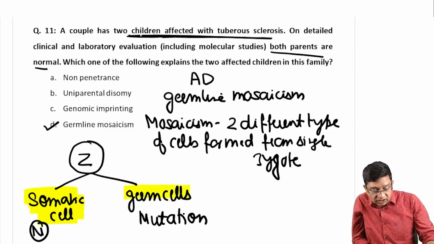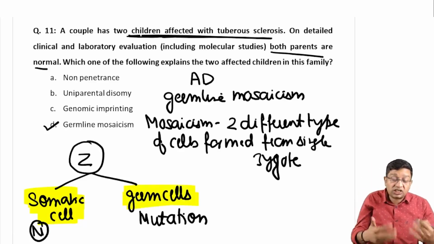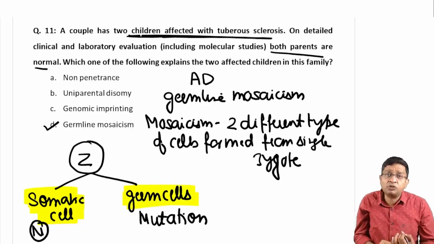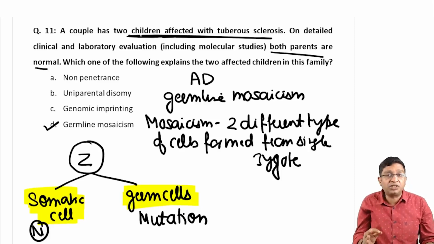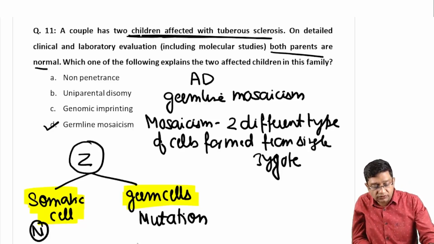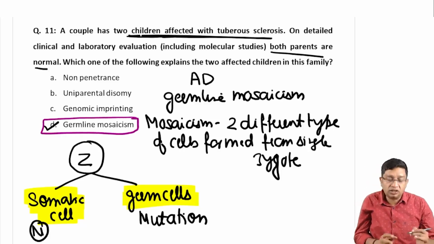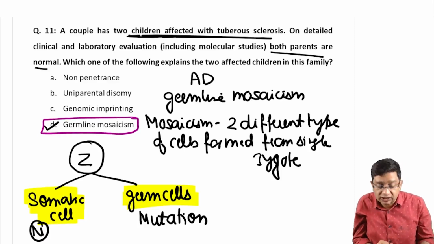The defect is in the germ cells. So each time he produces gametes, he will produce abnormal gametes. So he will not have the disease, but he will transmit the disease to the next generation, right? That is what we call germ-line mosaicism. Clear? So this is regarding the well explained question.